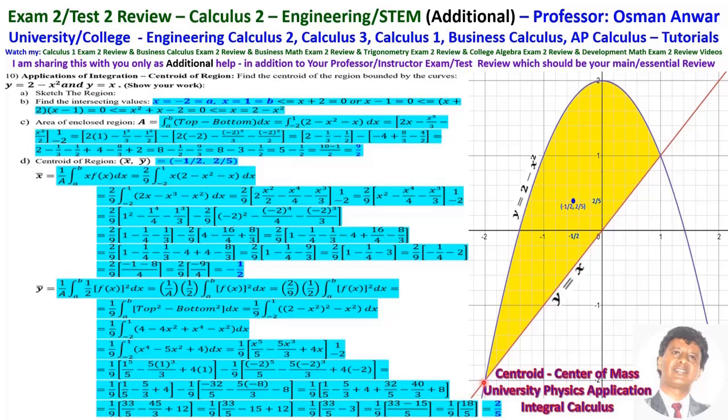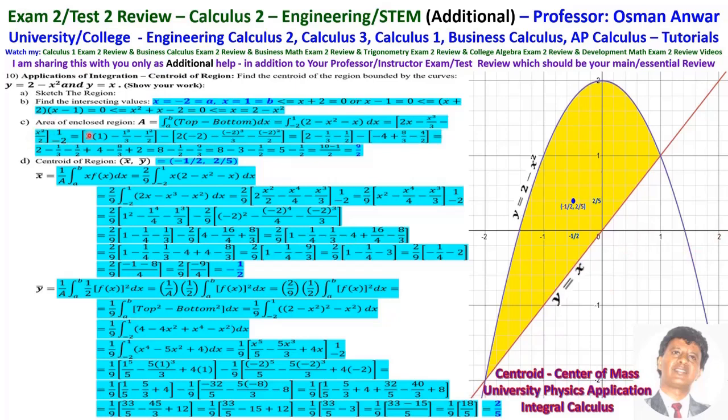We need to find the x value of this point. So x equals 2 minus x squared, which is x squared plus x minus 2 equals 0. This can be factored: x plus 2 times x minus 1 is equal to 0. Then x plus 2 equals 0, or x minus 1 equals 0. That is x equals minus 2, that is A, and x equals 1, that is B. So that is A, that is B, and it is integrated from A to B.